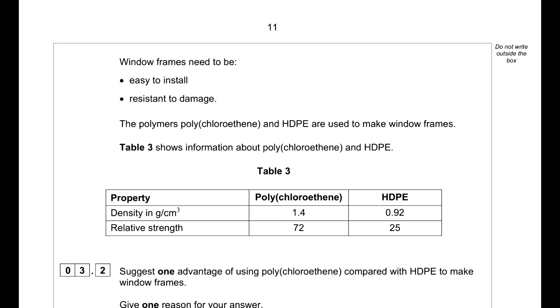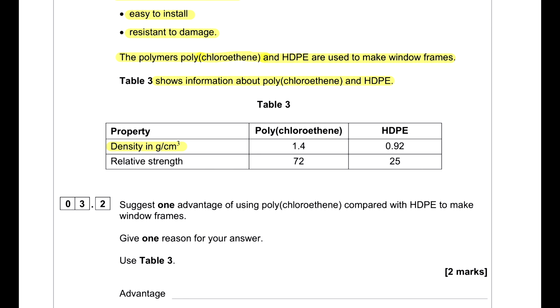Window frames need to be easy to install, resistant to damage. The polymers polychloroethene and HDPE are used to make window frames. Table 3 shows information about polychloroethene and HDPE. Density and relative strength for both of the substances are provided. Suggest one advantage of using polychloroethene compared to HDPE to make window frames.